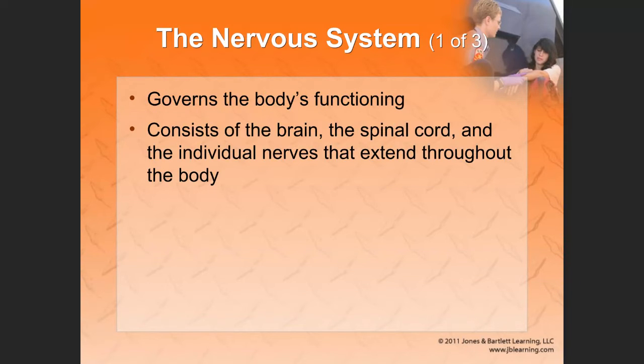Now let's look at the nervous system. The nervous system governs the body's function. So all of the functions within the body are linked to the nervous system. It consists of the brain and the spinal cord and the individual nerves that extend throughout the body. So you have the brain and the spinal cord, which is a central nervous system, and then you have the spinal nerves and cranial nerves, which are the peripheral nervous system.